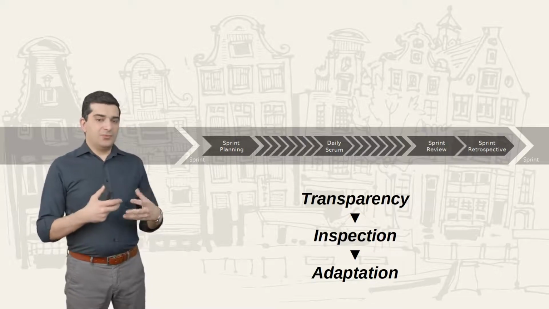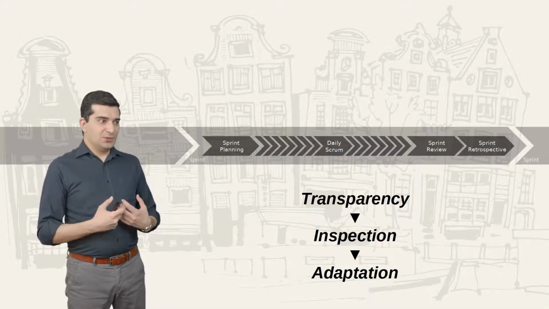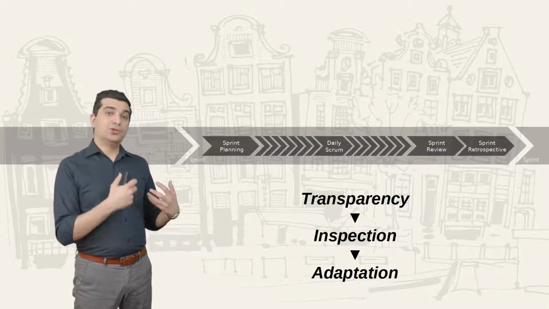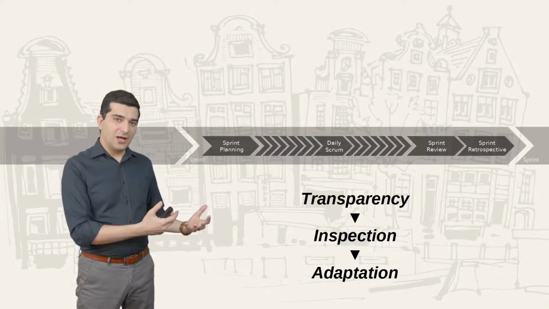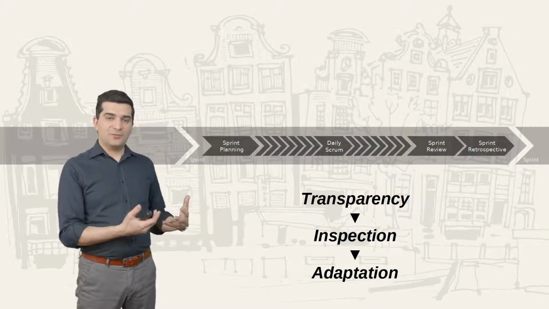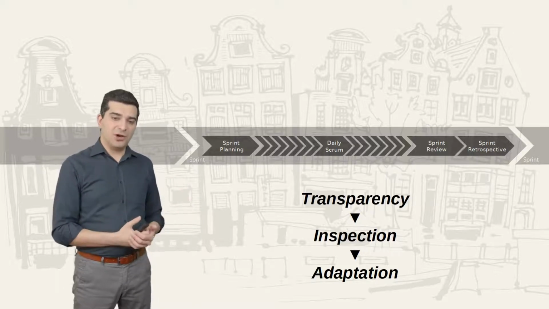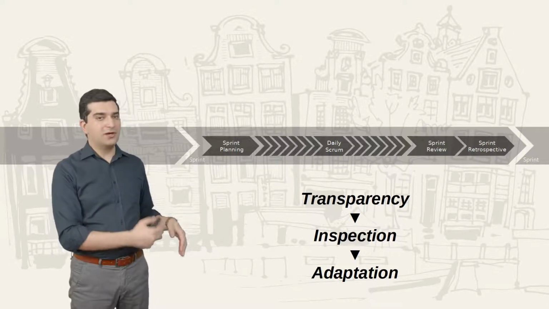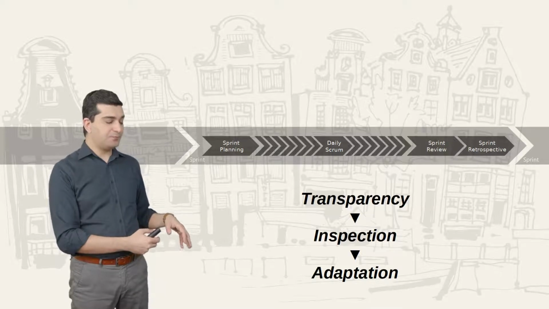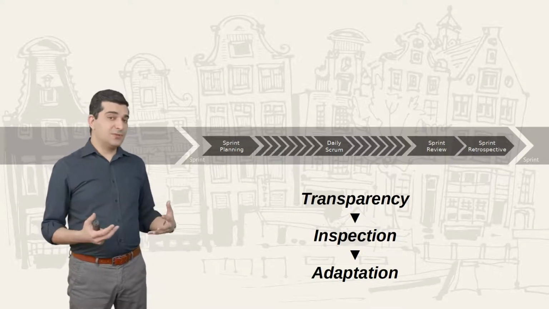But when you think about it, when you want to adapt, you need to inspect. You need to check to see what you've done. You have to check your environment, see how the product works in the environment. So inspection is required for adaptation. On the other hand, how can you inspect?